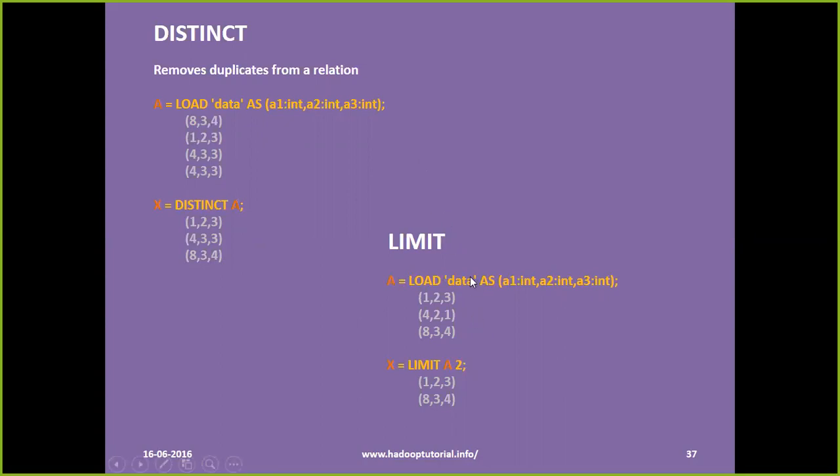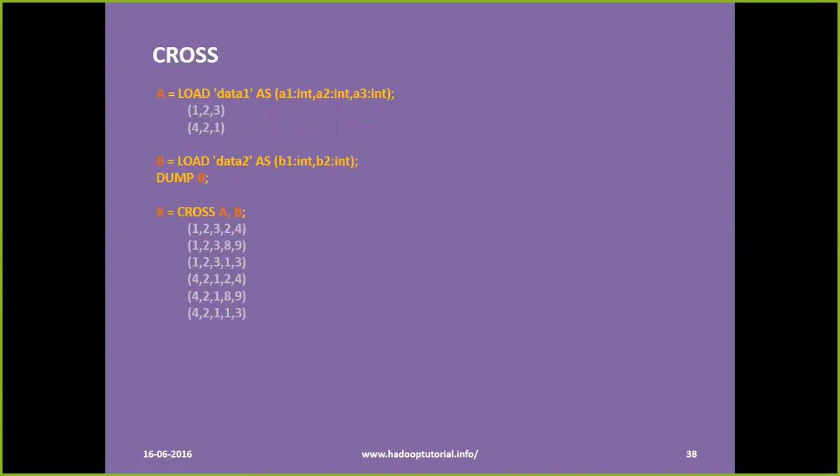And to limit to only a few records, same as in SQL, we have LIMIT, the relation name, and the number of records. Okay. And if you have 2 relations, data 1 and data 2, and you want to get the cross product of them, same as the mathematical cross product, you can use the CROSS command that is available. Operator. So could you repeat limit?